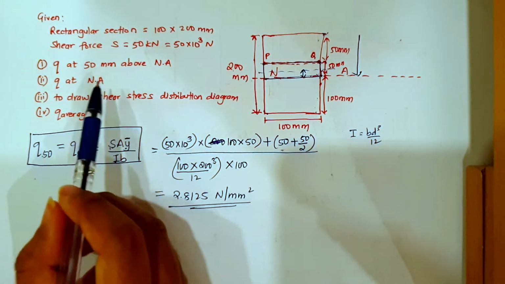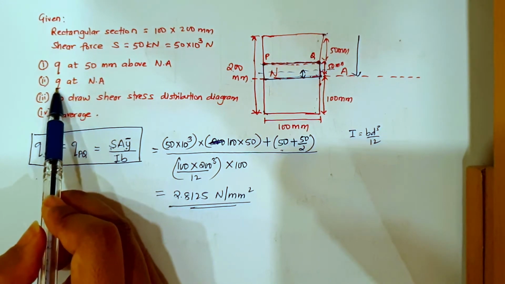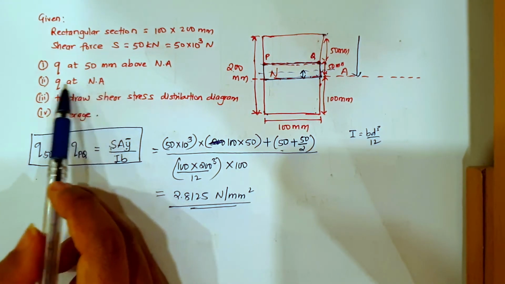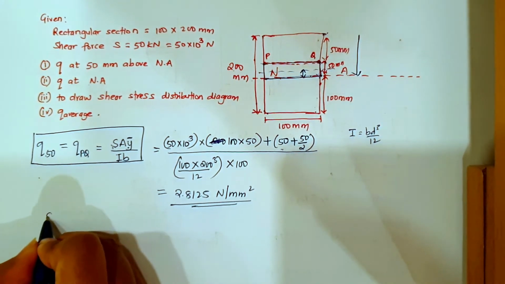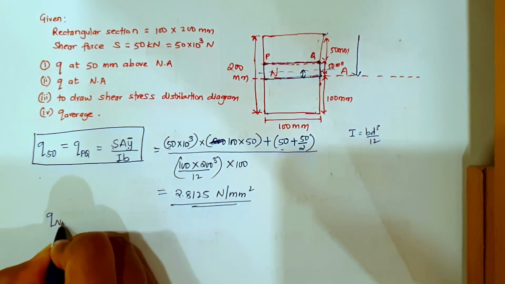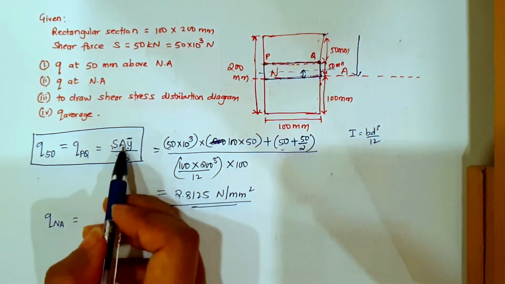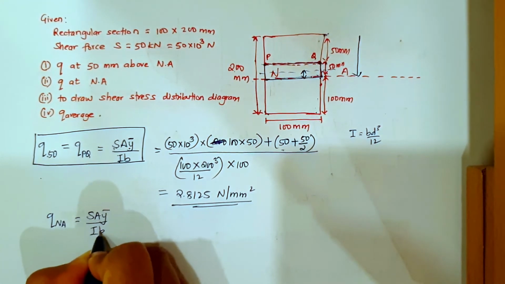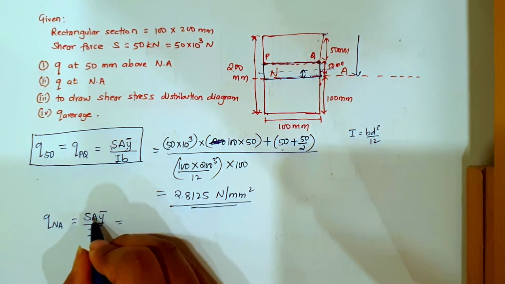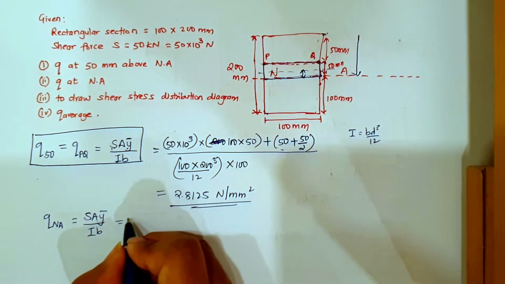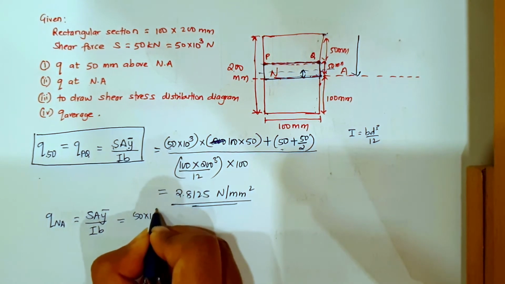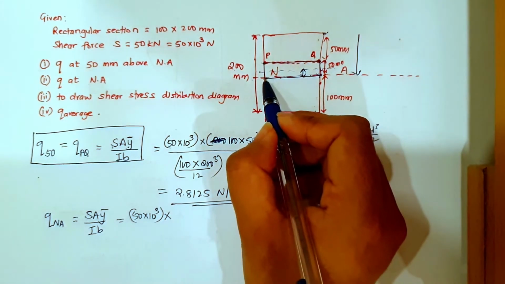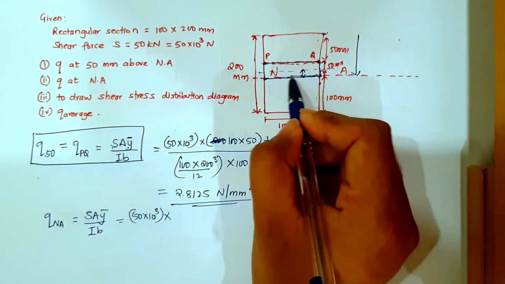Now similarly we are asked to find shear stress at neutral axis, right? So how do we find? Shear stress at neutral axis will be again the same formula use होगा, S A y bar by I into B. Now यहाँ से force will remain same, okay, which is 50 into 10 raised to power 3 into area. अब यहाँ पर neutral axis तक, right, till this point.